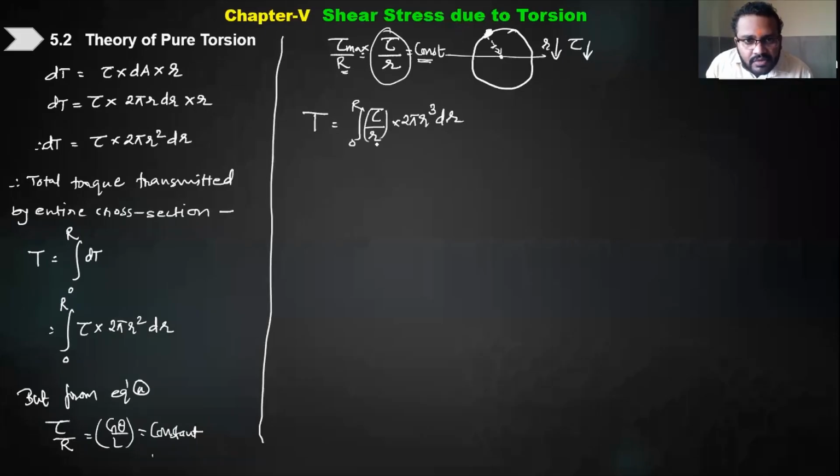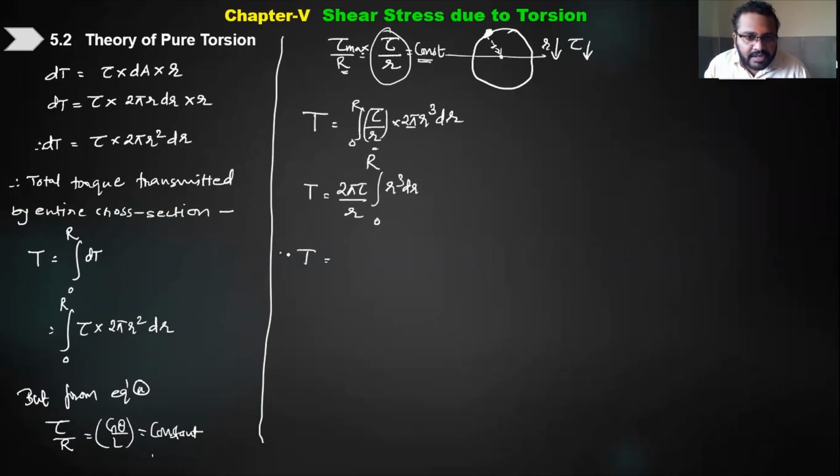Now see here, this is constant, so I can write it outside because it is a constant, and 2 pi is a constant. So let us take it outside. So 2 pi tau by r is a constant. What I am getting is the integral from 0 to capital R of r cube dr. Now what is the integration of r cube? R raised to 4 by 4.